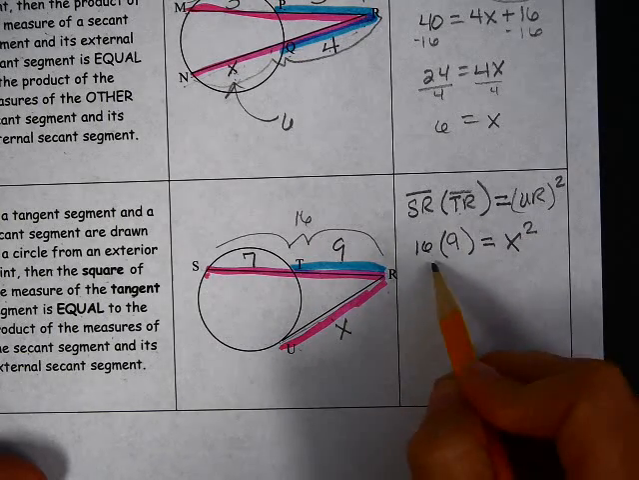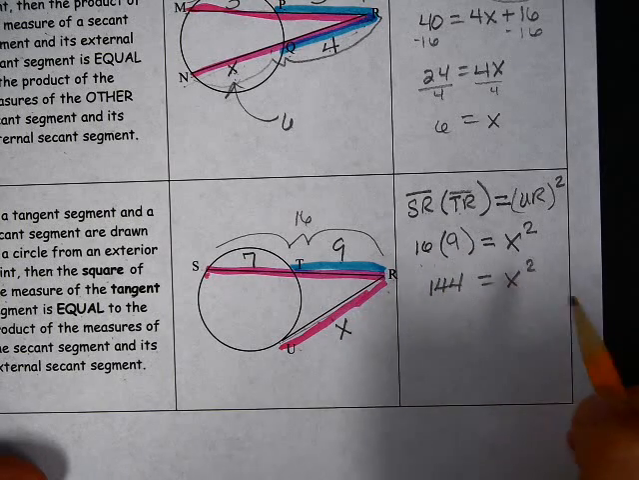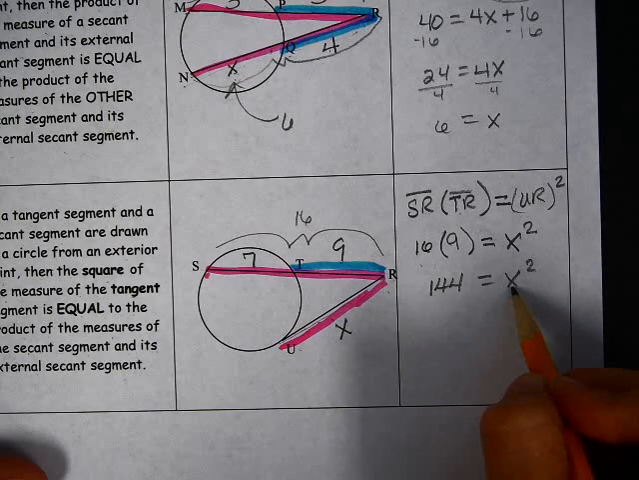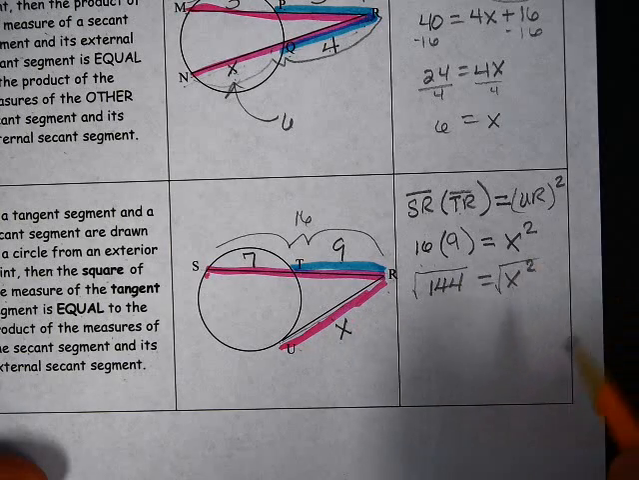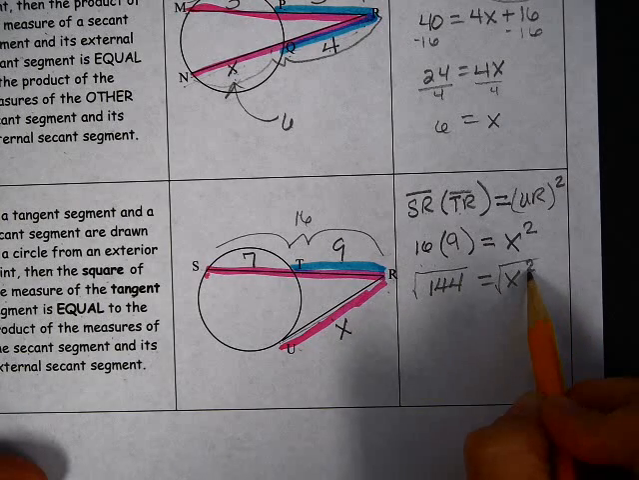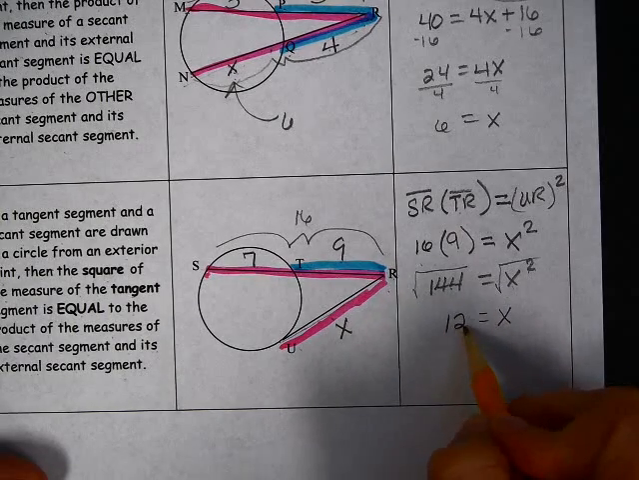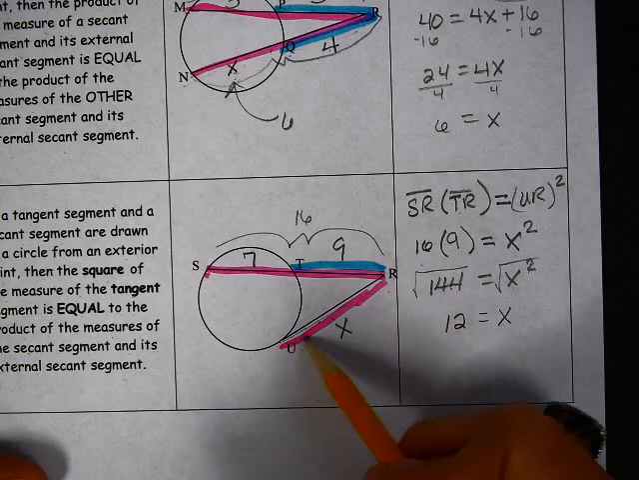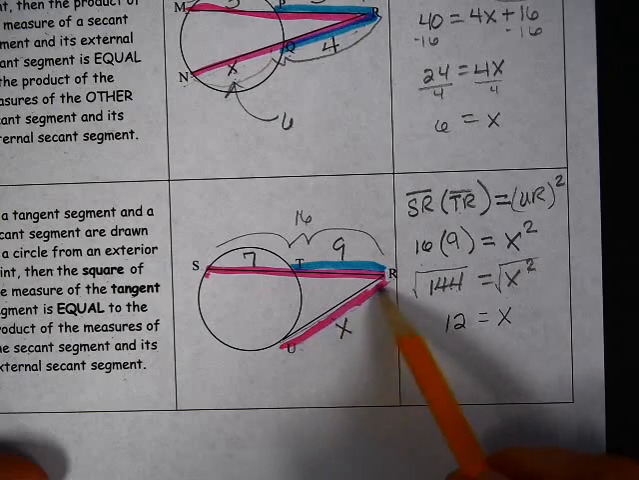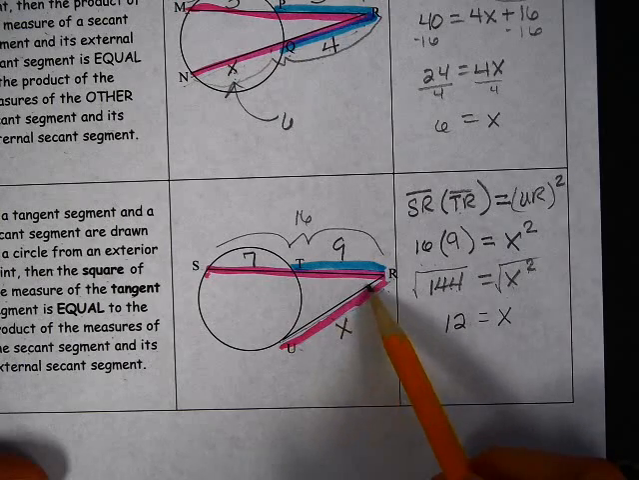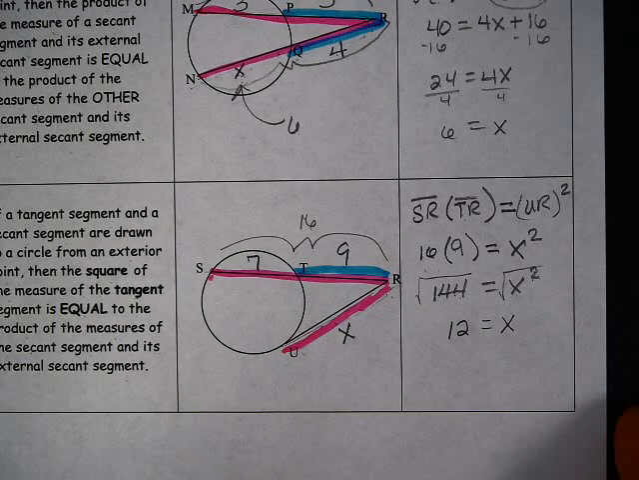So we have 16 times 9, which is 144. Now remember, we never leave an answer in terms of x squared. We want to leave it in terms of x. So we're going to take the square root to undo the square. And the square root of 144 is 12. It'll be a positive 12 because we are talking about a length of measure here. So that's how we would find the length of tangent segment UR. There are some practice problems on the back side, but we will be covering those in class.